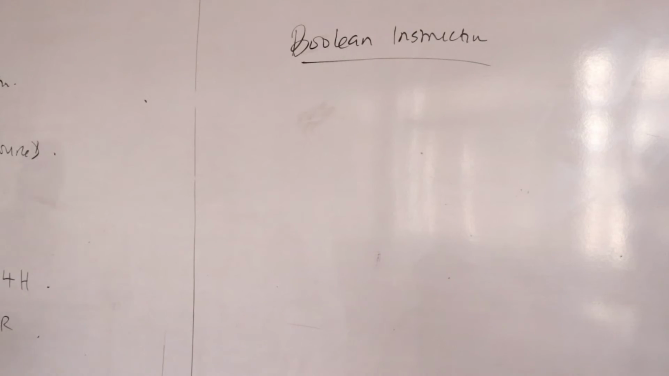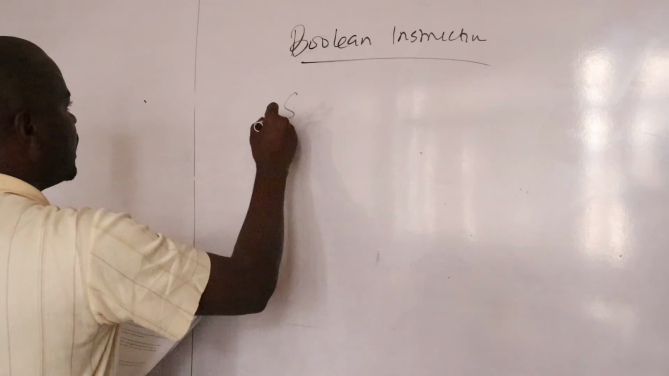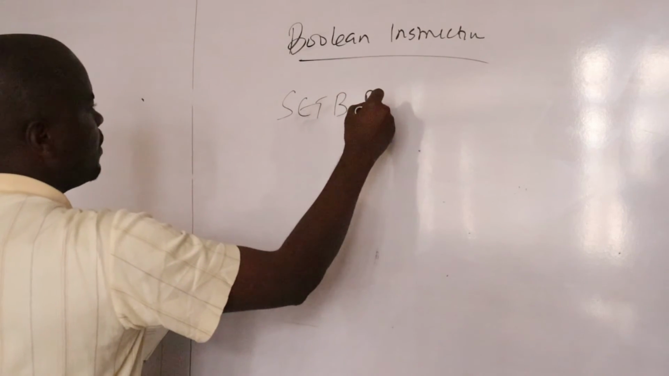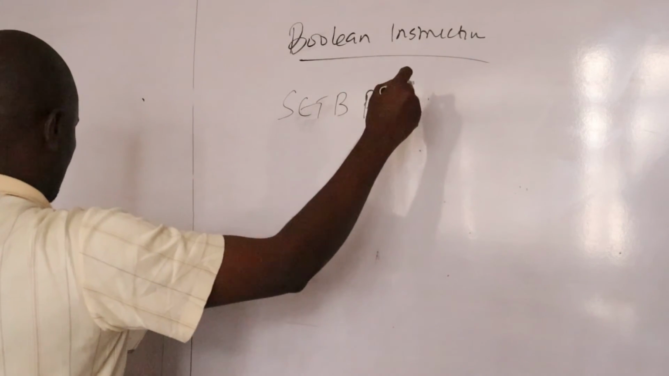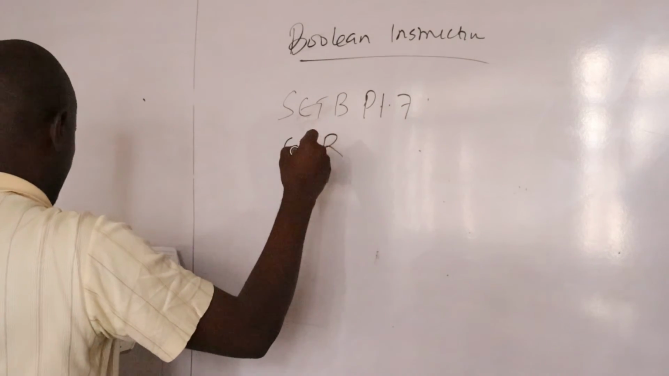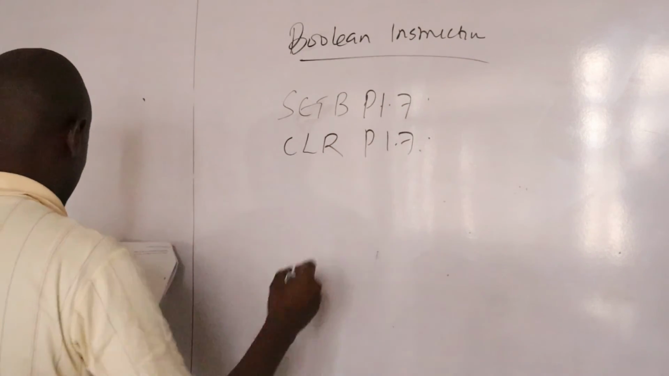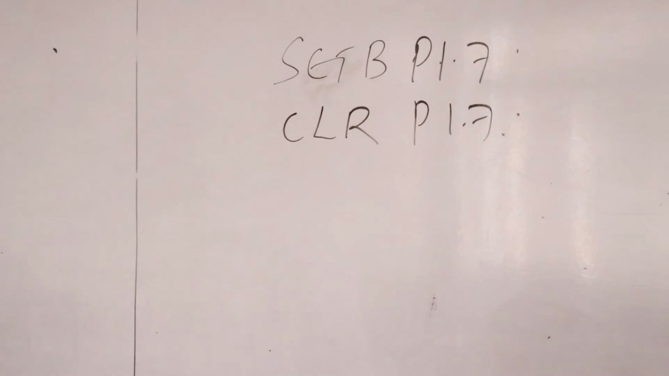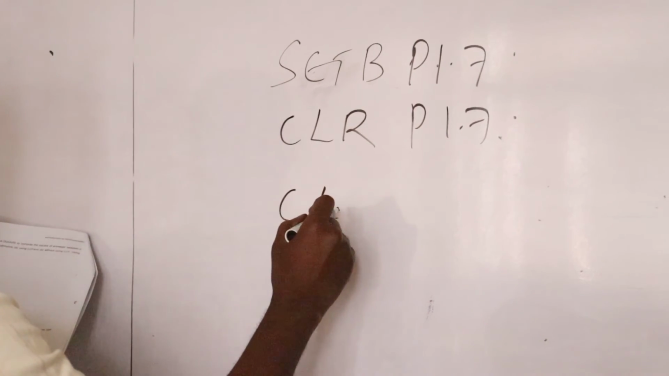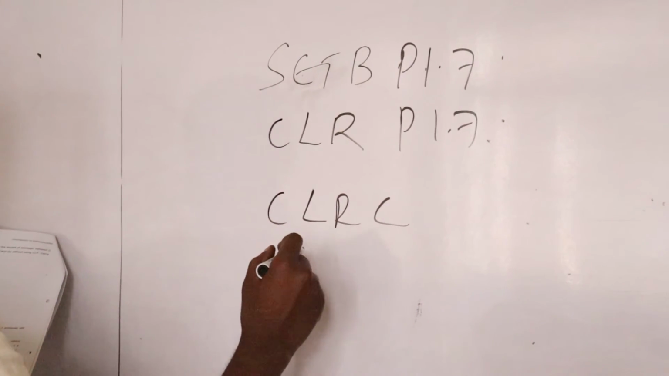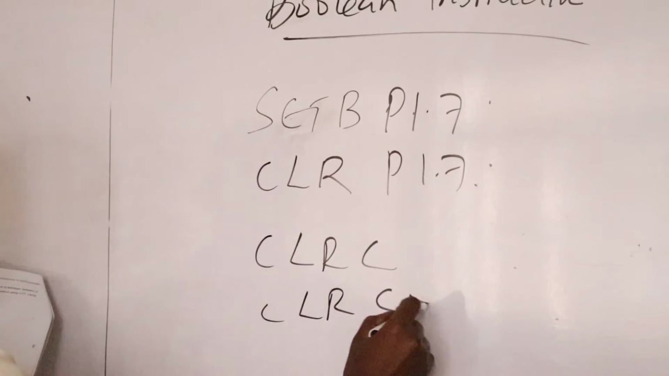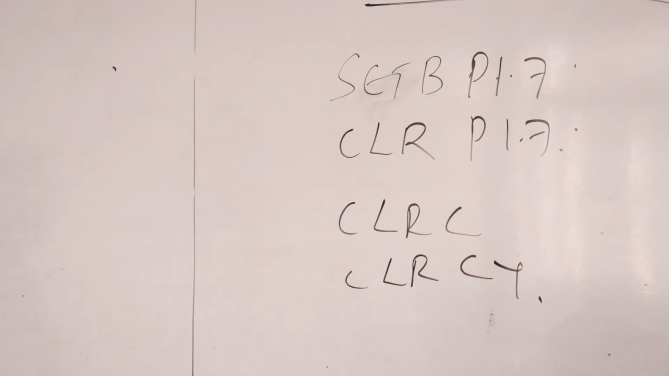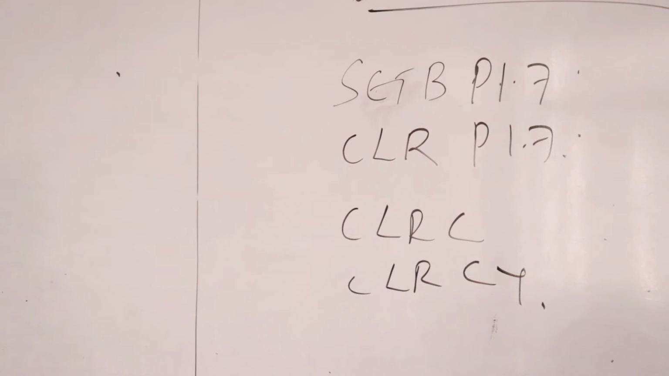So for example, you can talk of SETB P1.7, or you can talk of CLR, that is clear, P1.7. Other examples can be CLR C, that is CLR CY. So those are some of the Boolean instructions that can be used.